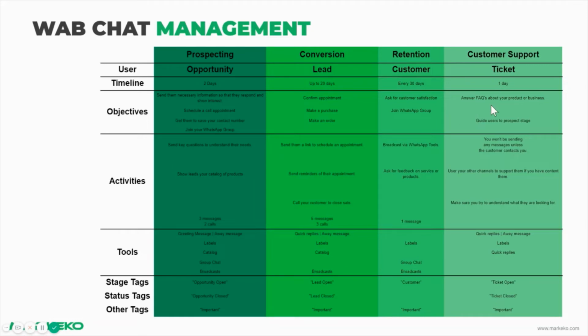And for your customer support tickets, well, you're going to have them answer frequently asked questions about products and services and guide them to the prospecting stage if you see that this is a new conversation that is not related to a customer support ticket, but actually is an opportunity. And same thing with activities. What are the things that they should be doing, right? Sending the key questions to understand their needs, showing leads their catalog with products.